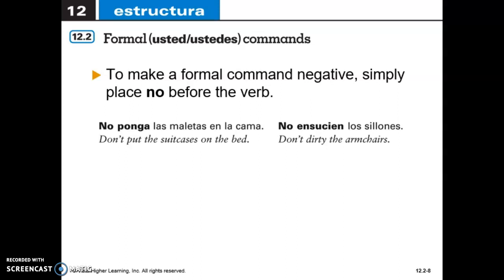So I threw in here a couple of informal commands, but in the formal way it's also going to be the same way that we conjugate, just throwing that no in front. No venga tarde. Don't come late. Remember, we are using the formal commands as well. No escriba en el libro. No, do not write on the book.